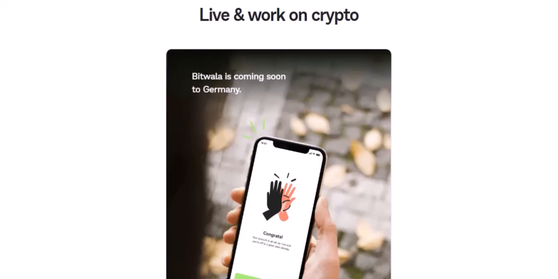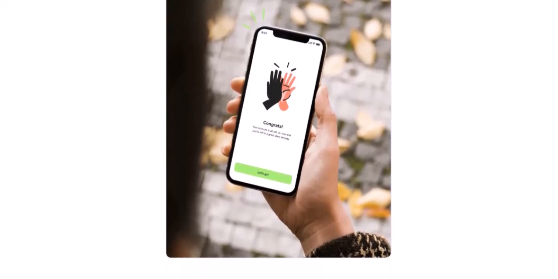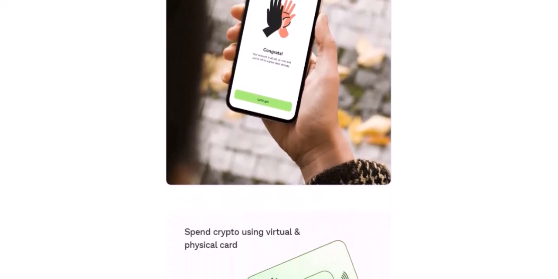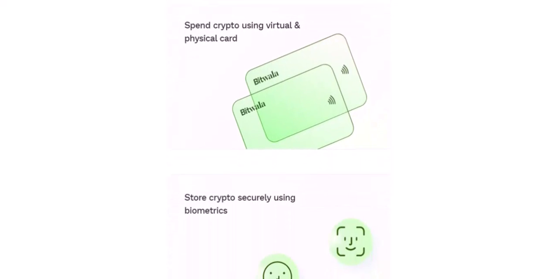It streamlines your crypto management, reduces the potential for human error, and gives you a clear overview of your financial goals. In a space where precision is paramount, this feature is a game changer.